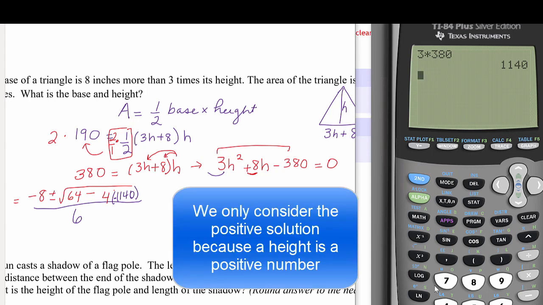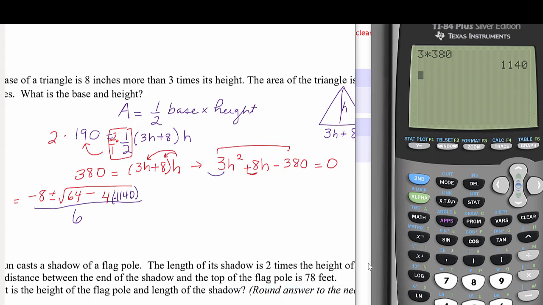And so I'm going to actually simplify that radicand, that discriminant. If you remember, that's what is called the radical, what's inside the radical in the quadratic formula. I'm going to figure that out first. 64, and then I have minus 4 times negative 1140. Okay, let's see what that gives us. That gives us 4,624. So we're going to take the square root of this guy, right?